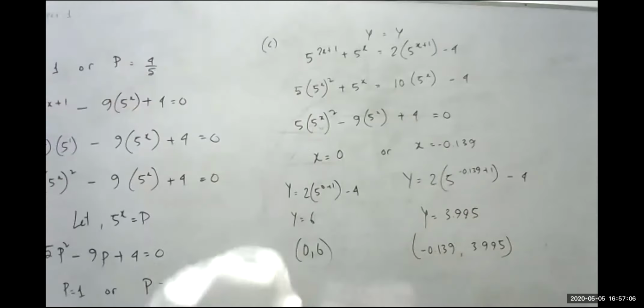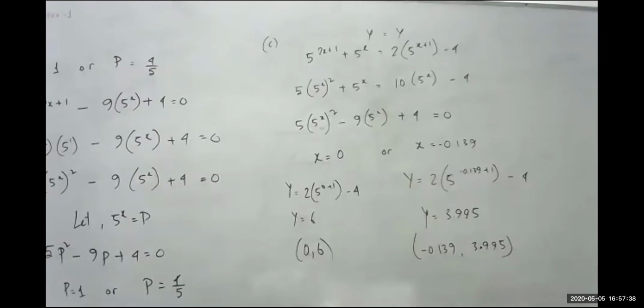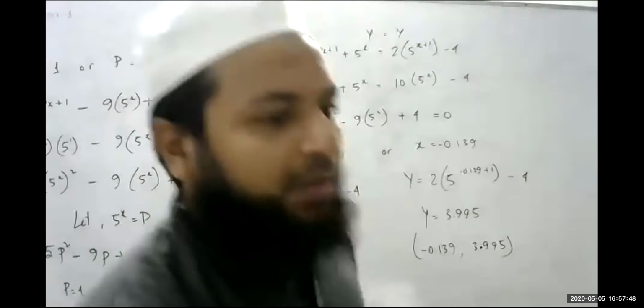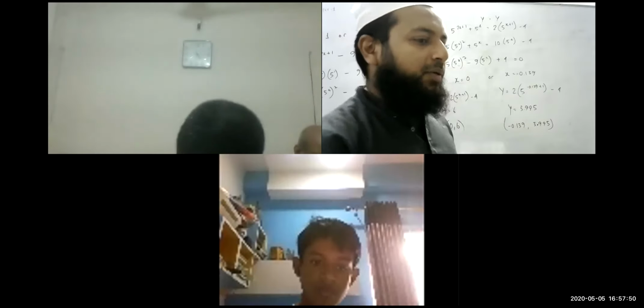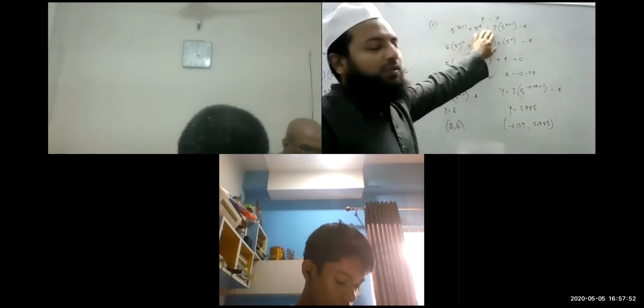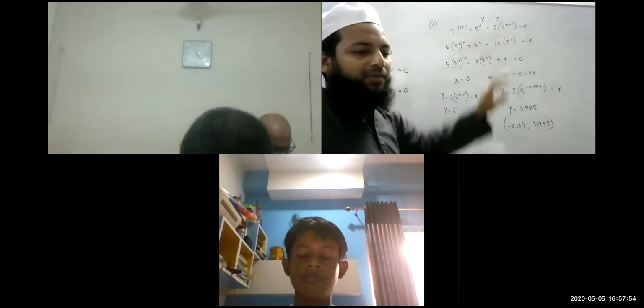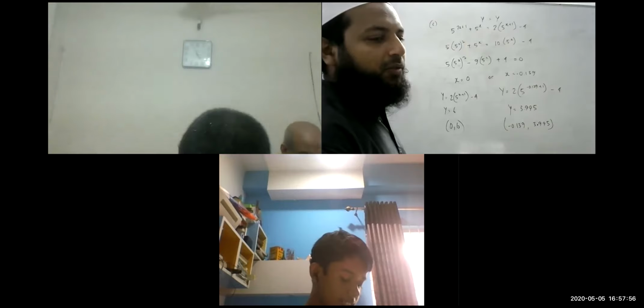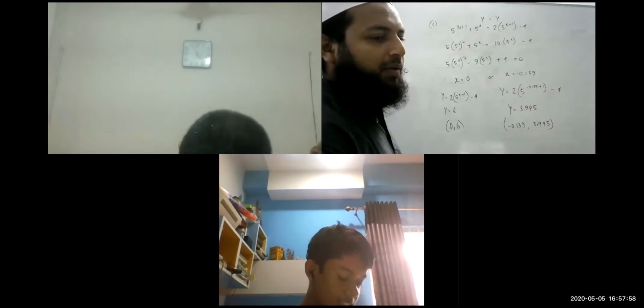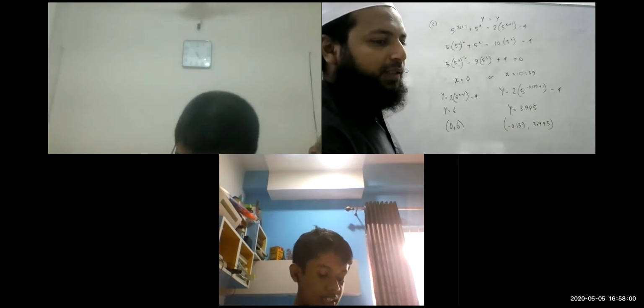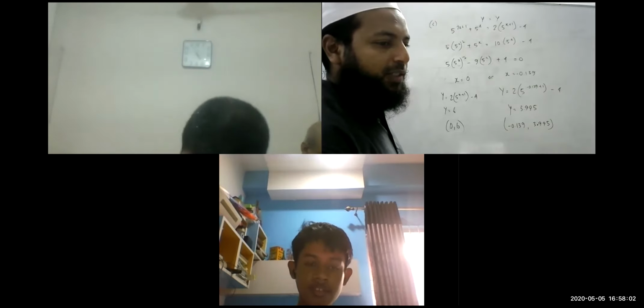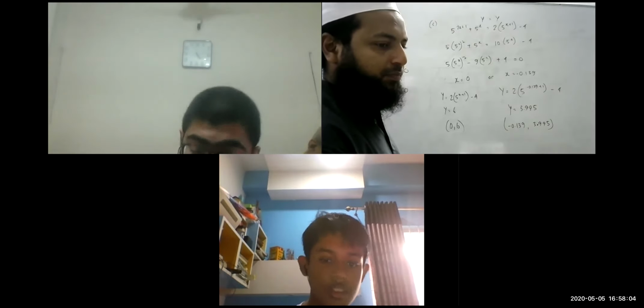These are the two possible coordinates of intersection. Sir, like, in the same equation, why didn't we use the other equation? That's my question. Like, which is y equals to 5 to the power 2x plus 1 plus 5 to the power x. You can use practically any equation, but I thought that this equation looks simpler. It's not my equation. Right, so either one works, since they intersect. There is no change, okay sir.